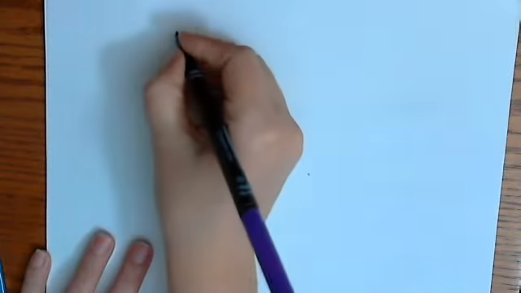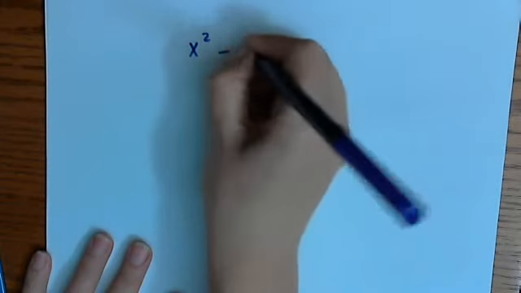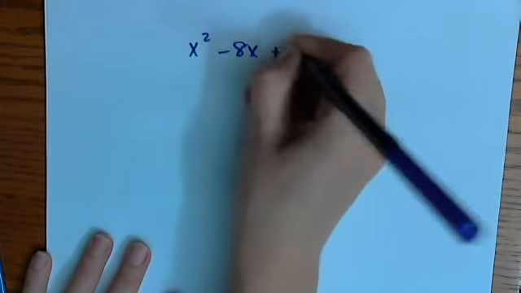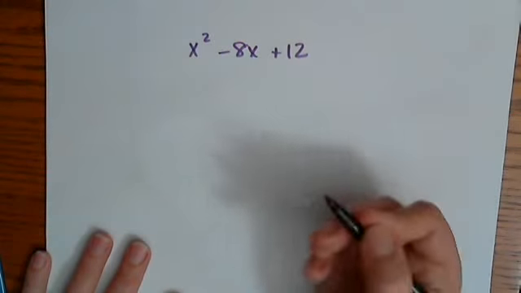Okay, let's move on to another kind of example. I'm going to example 2 in your book. We have x squared minus 8x plus 12. Again, we're going to follow exactly the same methodology.